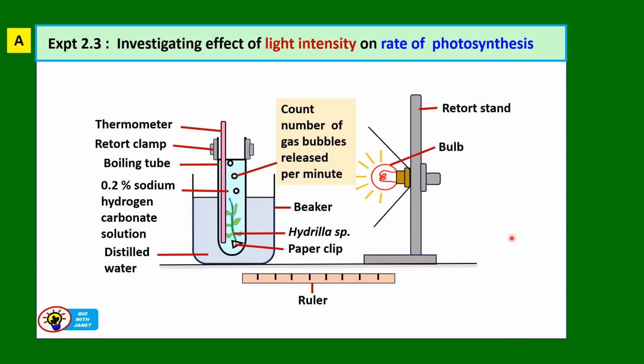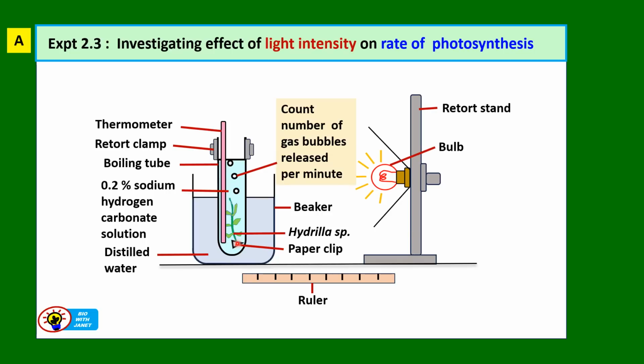So here is the setup of the experiment. Okay, let's discuss how to set up this experiment. Firstly, we have to take and cut a length of Hydrilla species plant, maybe about 8 cm or so, depending on the size of your boiling tube here. You're using a boiling tube. So first of all, get a length of Hydrilla species plant, and then attach a paper clip at the bottom of it. Or for some experiments, you can even use a plasticine. Just wrap it around the bottom part of the Hydrilla species plant.